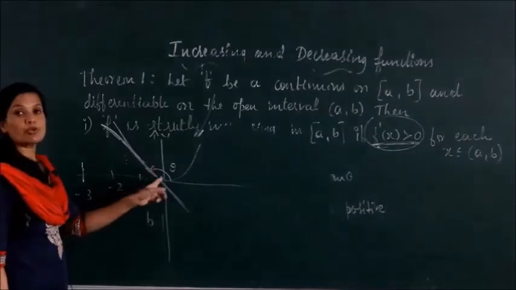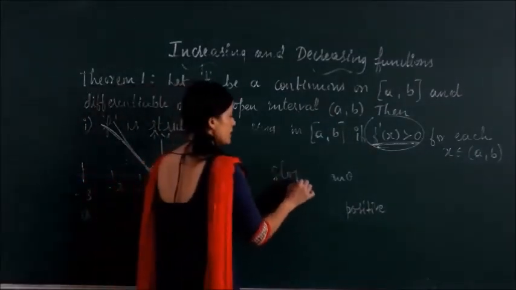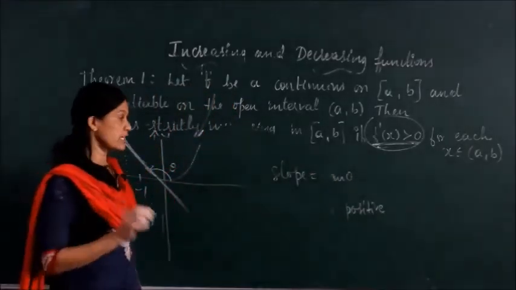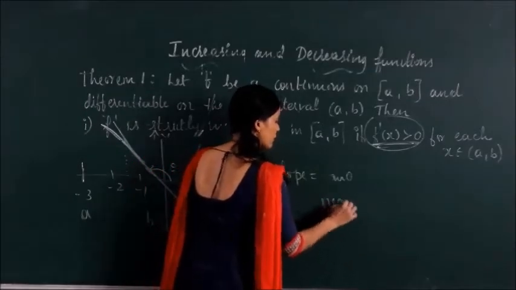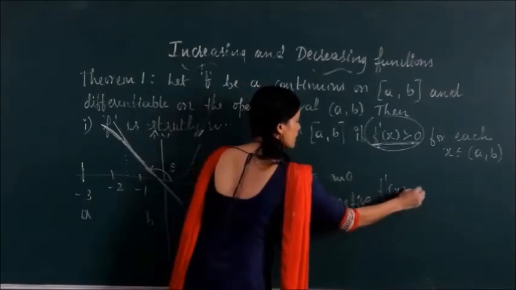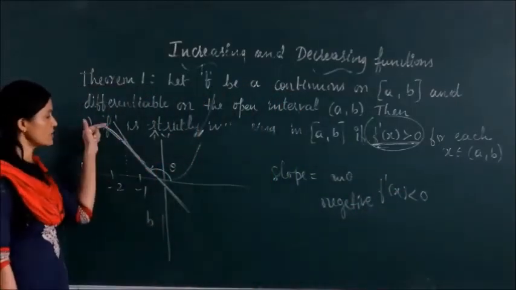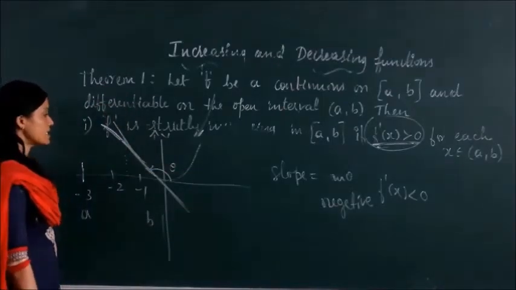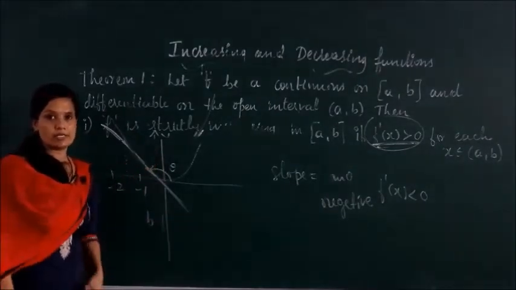So theta is obtuse here. When theta is obtuse, slope is tan theta, and tan is always negative. So slope comes out to be negative. So f dash of x is less than 0. That is the geometrical meaning. So when the function is said to be strictly decreasing, f dash of x is less than 0. Then I can say that the function is strictly decreasing.